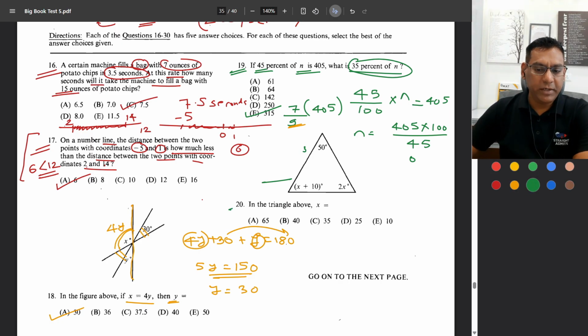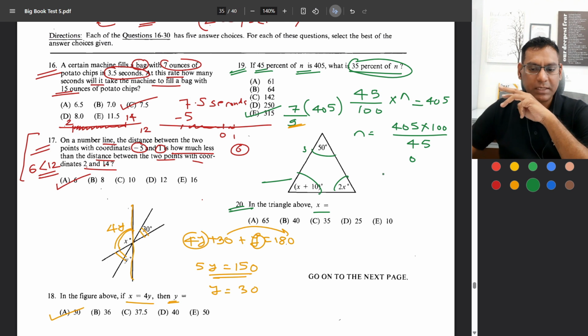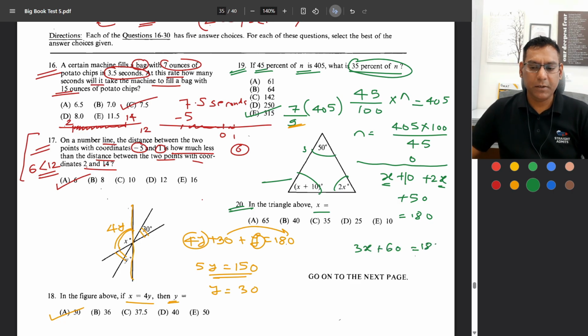This is question number 20. In the triangle, x is equal to what? So this is 2x, x plus 10, plus 50. They all have to add up to 180, so that's easy. x plus 10 plus 2x plus 50 is equal to 180. That's basically 3x plus 60 is equal to 180. So 3x is equal to 120, x is equal to 40. That's answer choice B.